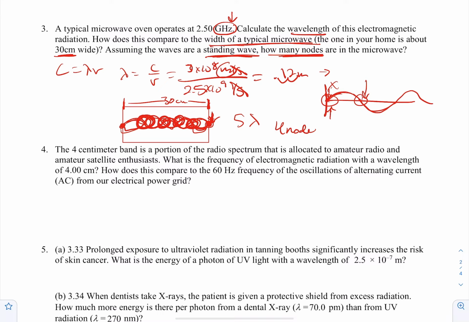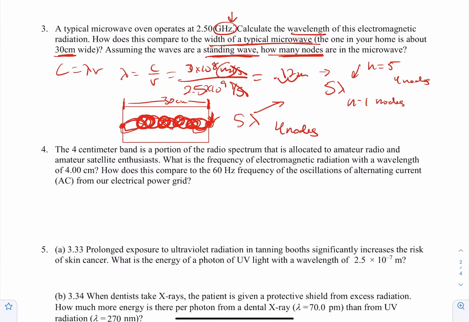4 nodes. Now this is important because when we start talking about the subatomic level, where we're talking about orbitals, when we have so many half wavelengths, in this case 5 wavelengths, you're always going to have n-1 nodes. That's going to be the rule. So if we're in the n equals 5 shell, we know we're going to have 4 nodes. And the same goes here. When we have 5 wavelengths here, we've got 4 nodes, assuming it's a standing wave. It has to be a standing wave. If it's not a standing wave, it's not going to work.